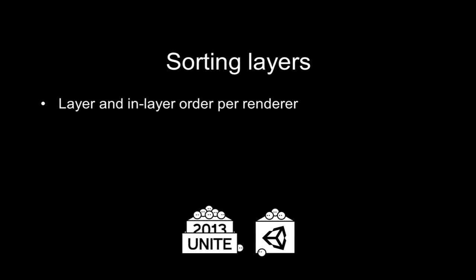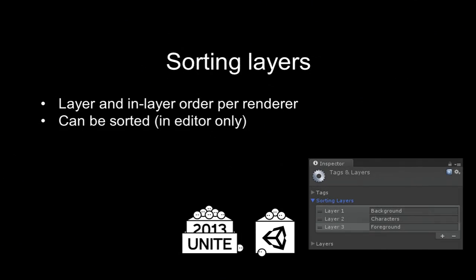So sorting layers is a brand new thing that we've added to the tags and layers inspector. Here you can define layers that are used for sorting renderables. And if you can imagine the whole render pipeline in Unity having a queue of renderables to render, this thing lets you split it up into large chunks called layers. You can define your own for background or characters, etc. And you can specify an in-layer order value per renderer and order them any way you want.